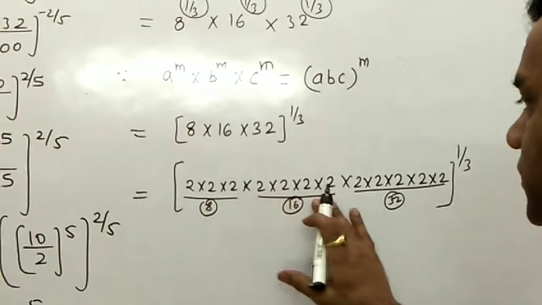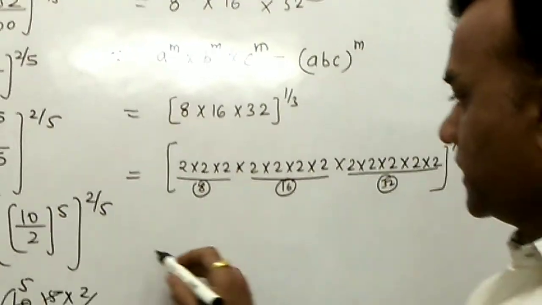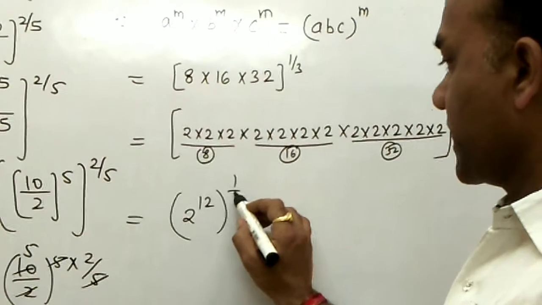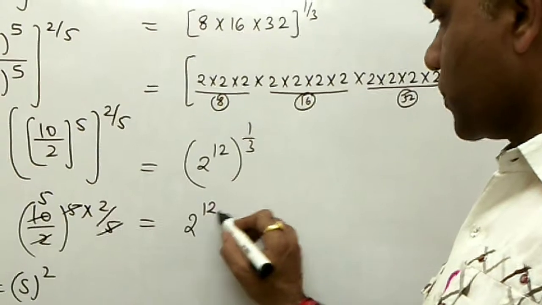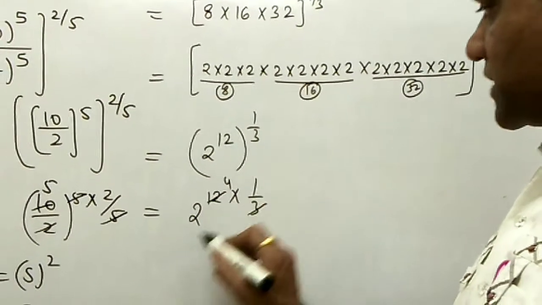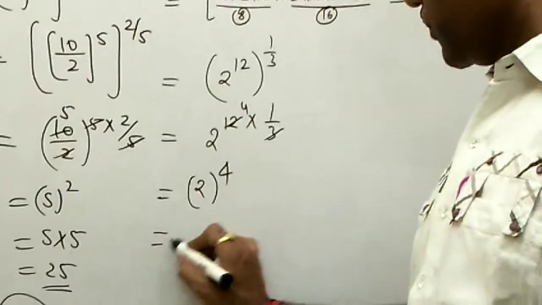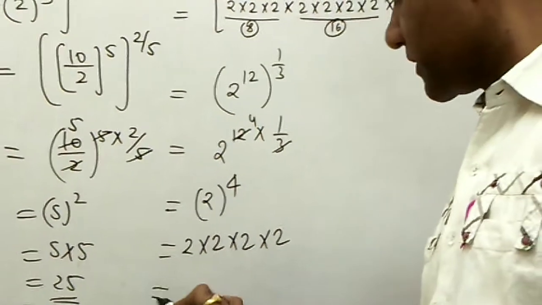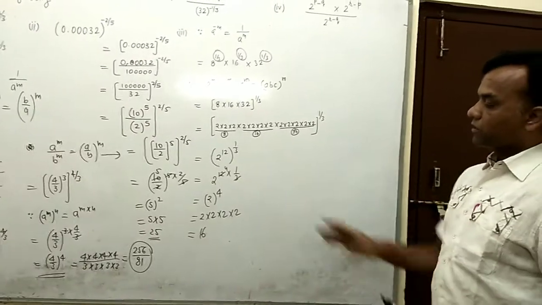So 3 plus 4 is 7, 7 plus 5 is 12. So you have 2 to the power 12 whole to the power 1 by 3. Now use the concept that power to power are multiplied. So 12 into 1 by 3, 3 4s are 12. Now you have 2 to the power 4, and 2 to the power 4 means 2 into 2 into 2 into 2, written 4 times, and that is 16. So after simplifying, you have 16.